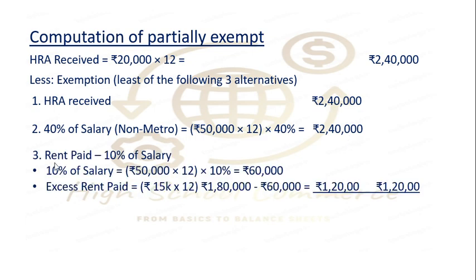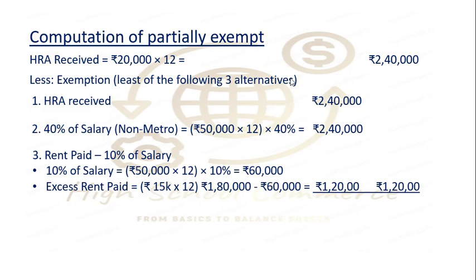And the third one, rent paid minus 10% of salary. How much rent have they paid? 15,000 for 12 months, which is basically 1,80,000. That's the rent paid over 10% of salary. So 50,000 multiplied by 12 is 6 lakh. 10% of 6 lakh is 60,000. So rent paid over 10% of salary means how much rent we have paid, 1,80,000, which is over and above the 10%. How much over and above?